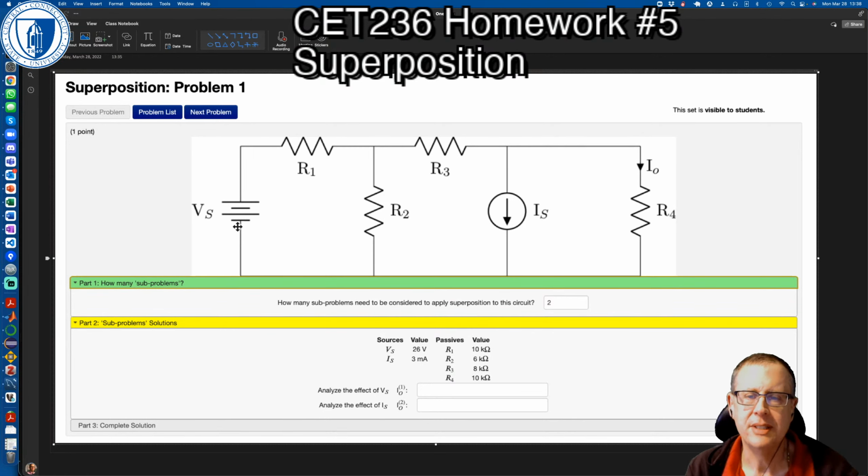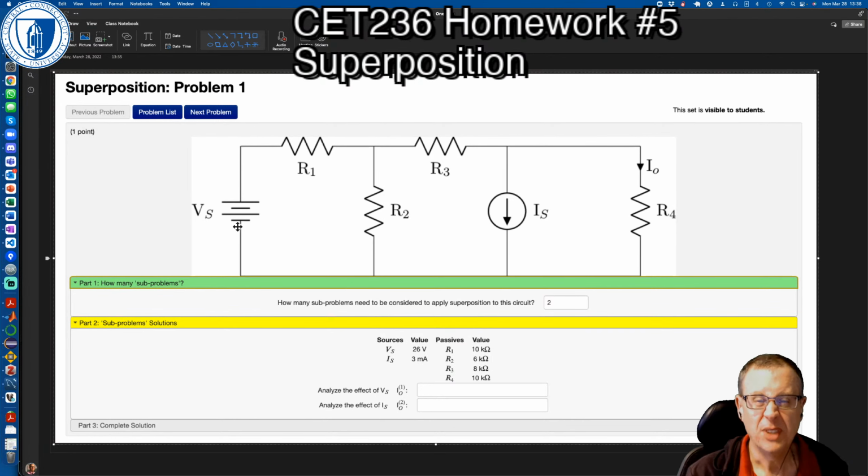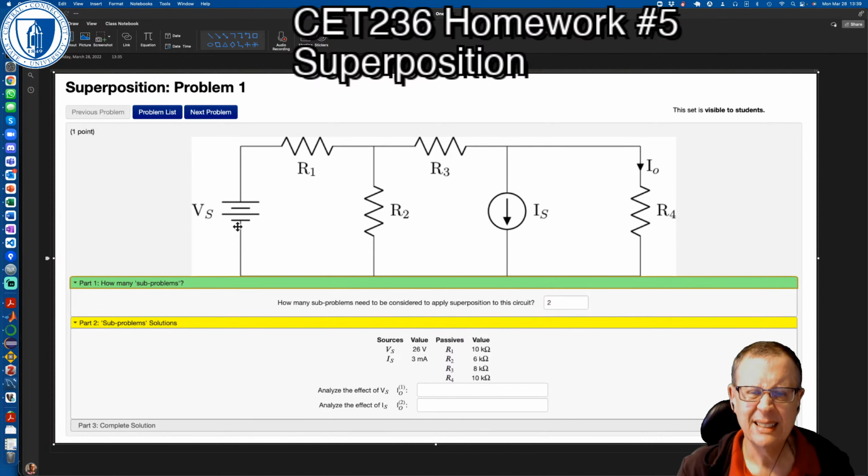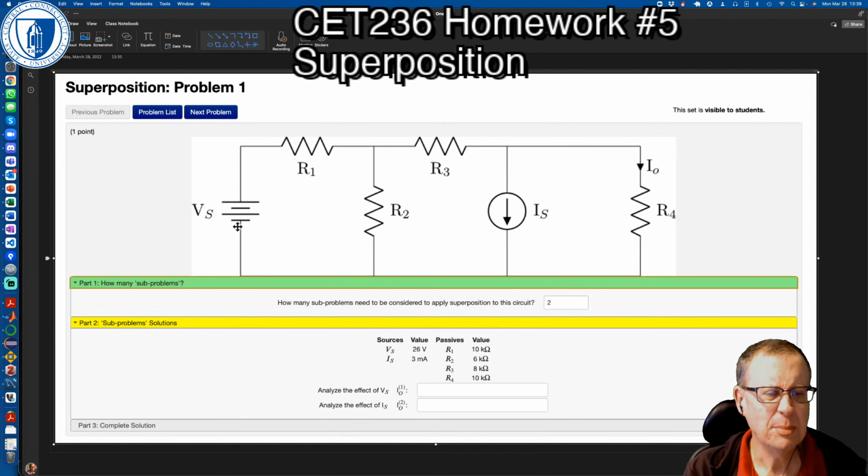Right, so here we have VS and IS, they're both independent sources, and we need to basically make 2 circuits. One that keeps VS and replaces IS with its ideal source, which is an open circuit, and one which keeps IS and replaces VS with its ideal, which is a short circuit because it's a voltage source. Okay, so let's see what the next part is, the subproblem.